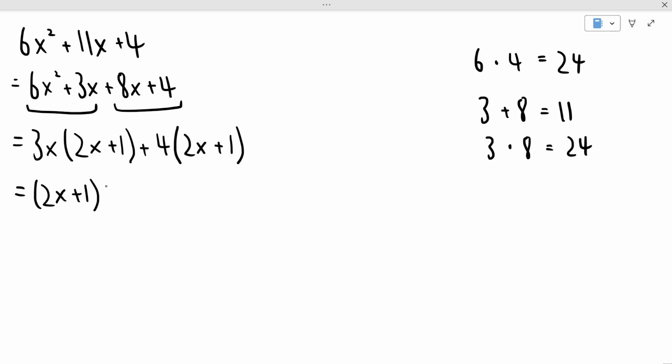If we take out a 2x plus 1 from the first term, 3x times parentheses 2x plus 1, we're left with 3x. And if we take out the 2x plus 1 in our second term, we're left with a plus 4. And this is our final answer.